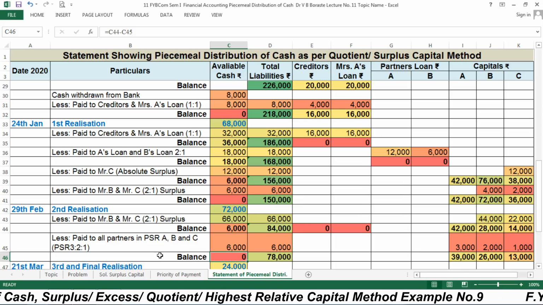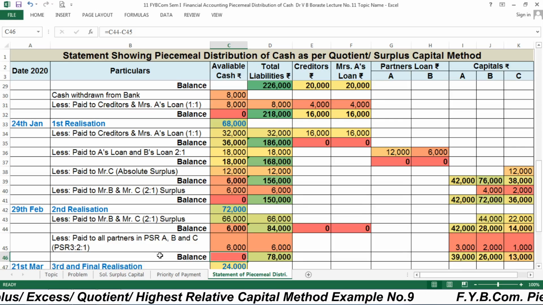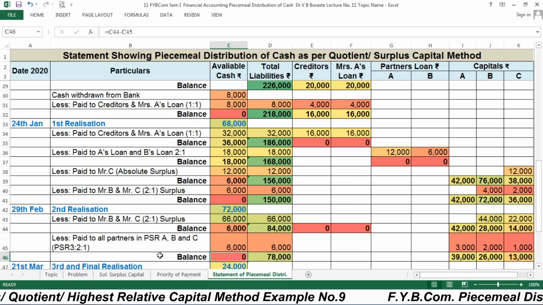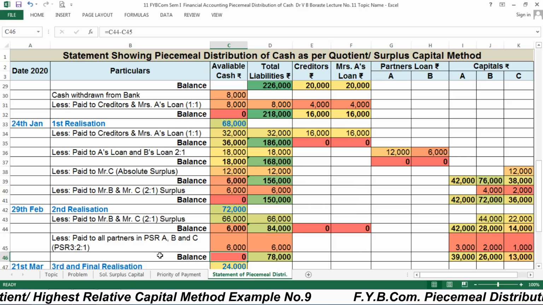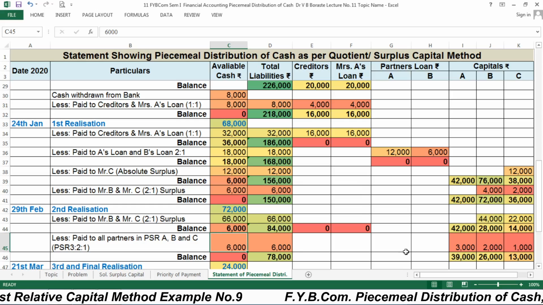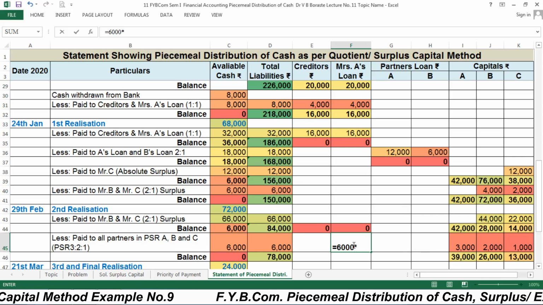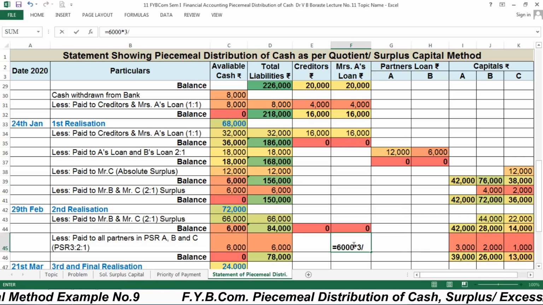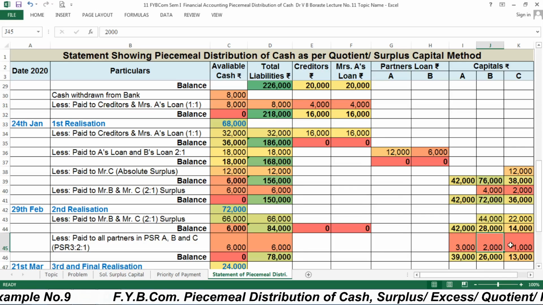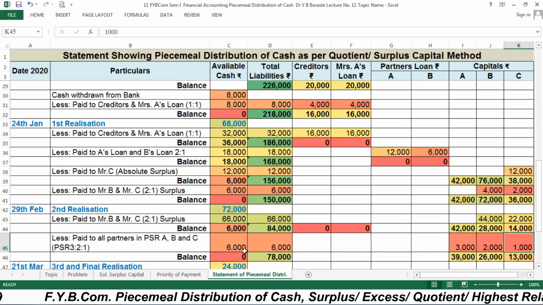After that we paid all the absolute surplus, and now we are in the phase of payment to all partners in profit sharing ratio. So here the profit sharing ratio is 3 is to 2 is to 1. In the profit sharing ratio we paid the available cash of rupees 6,000 to all the partners, that is in the ratio of 3 is to 2 is to 1. So we can calculate here equal to 6,000 into 3 divided by 6. The answer is 3,000. In the same way, two share will get by Mr. B and one share will be get by Mr.